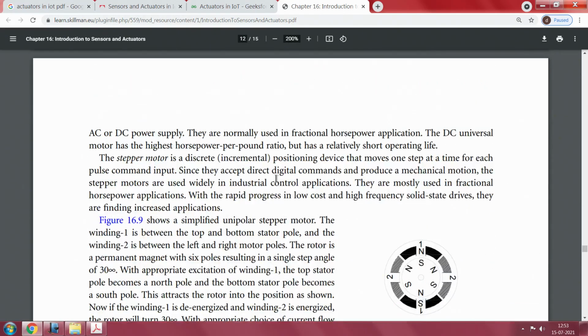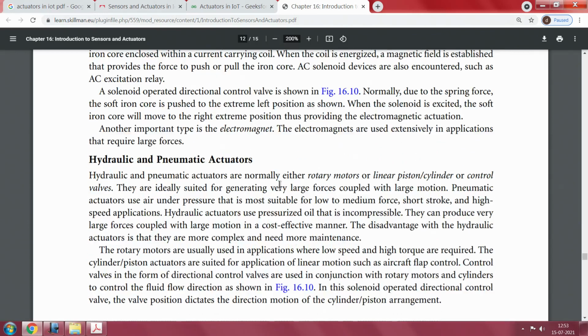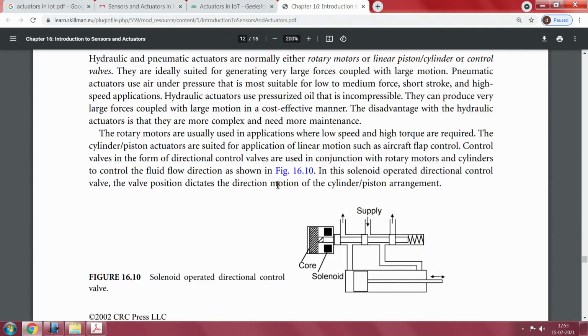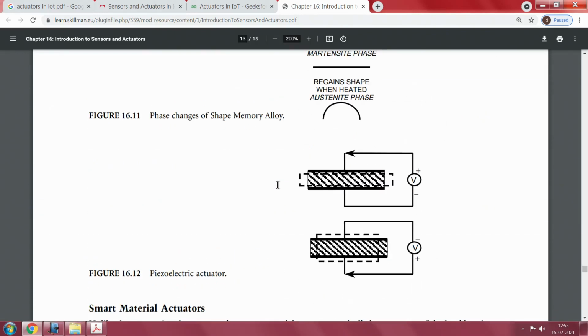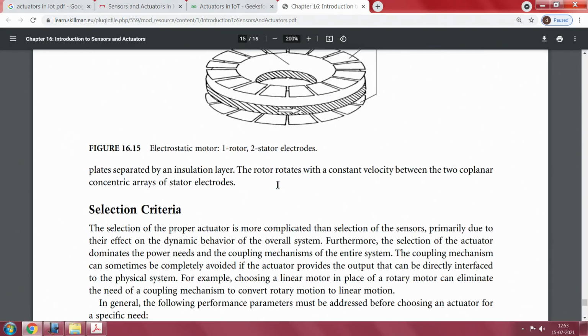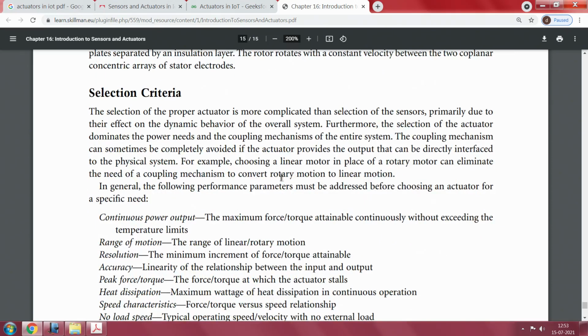So that is broadly what you will find in terms of actuators, and if you read this document you will get to know a lot more. The point is, in terms of selecting the different types of actuators, you need to know the technical parameters with which you should select a particular type of actuator.